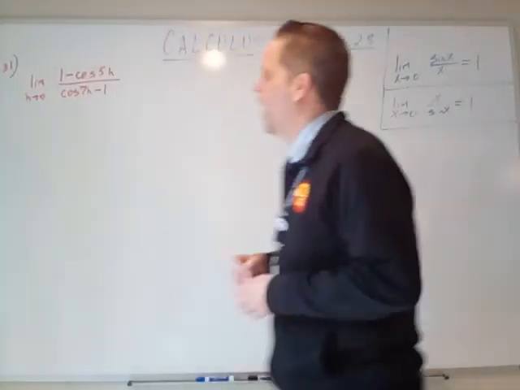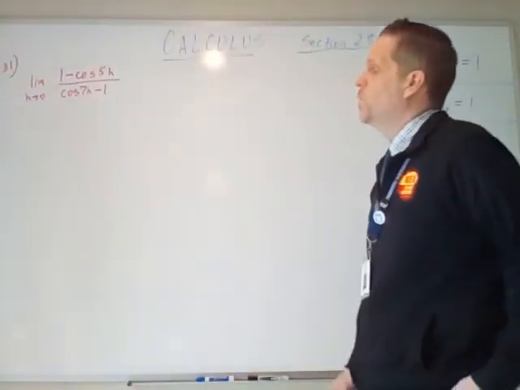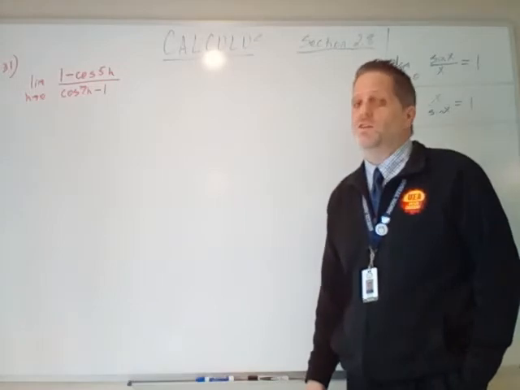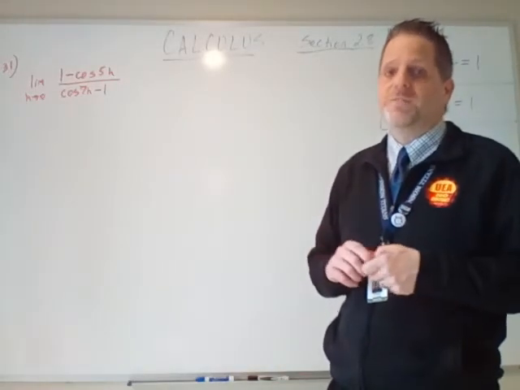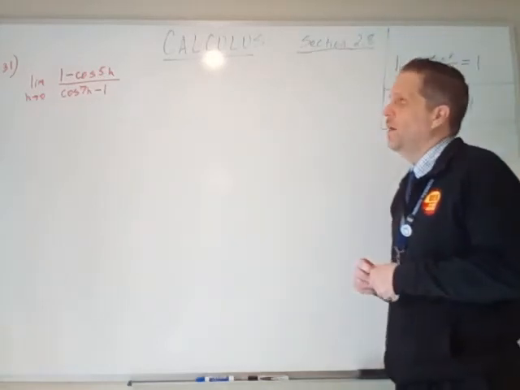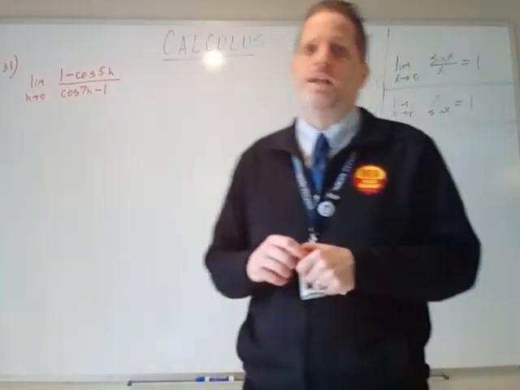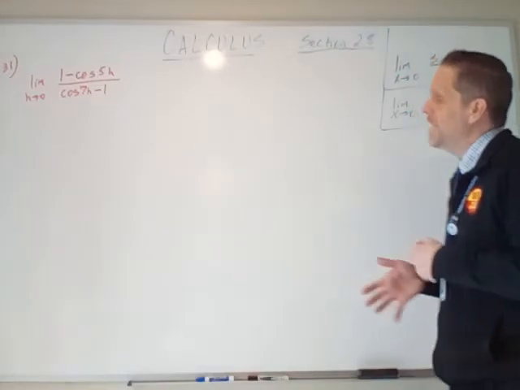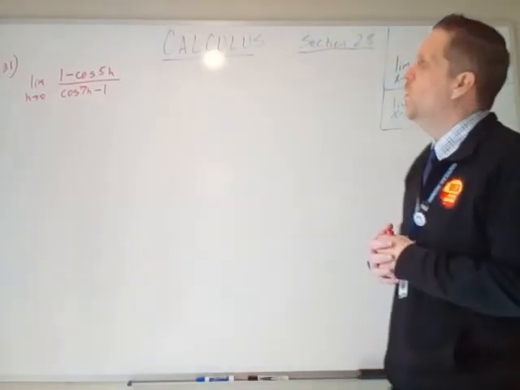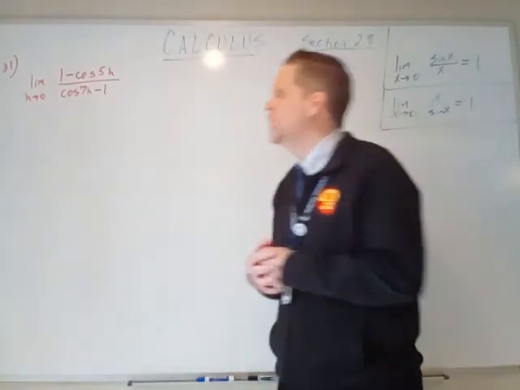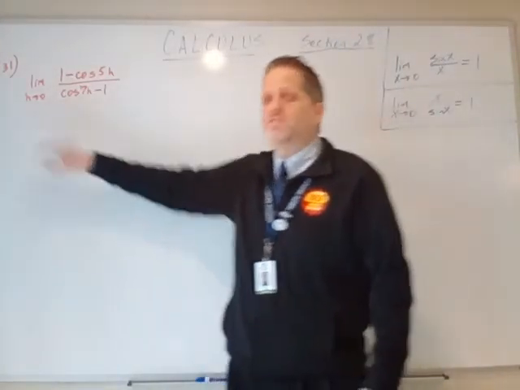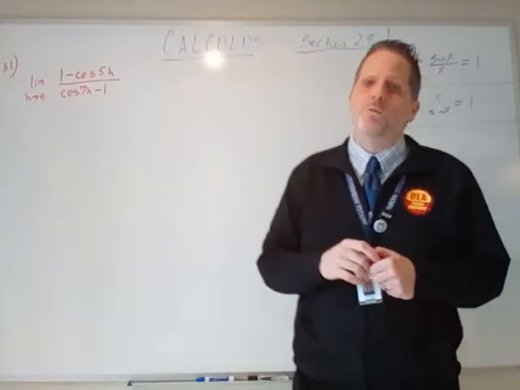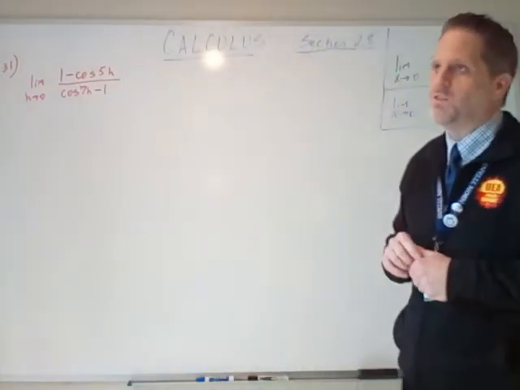All right, let's take a look at another problem. This one's number 31. We're taking the limit as h approaches 0 of 1 minus the cosine of 5h divided by the cosine of 7h minus 1. Now again, we're taking a limit at a real number value. We're going to hope for continuity, which means that if we can plug the 0 in using direct substitution, get a real number back, we'll be done with this problem.